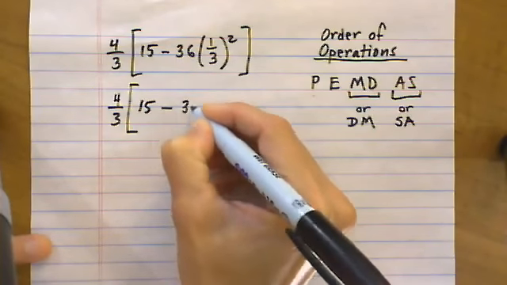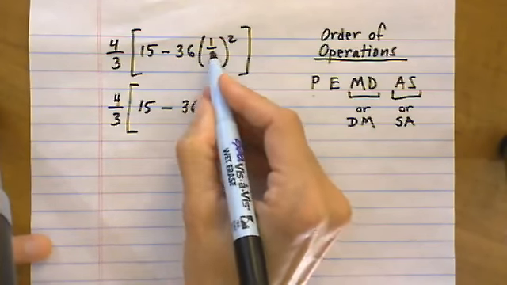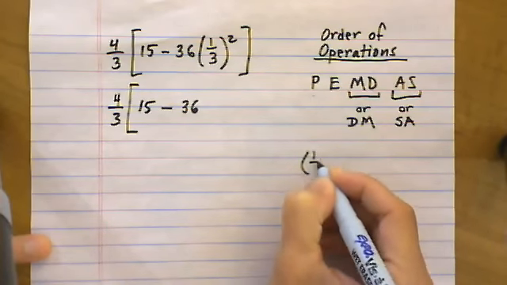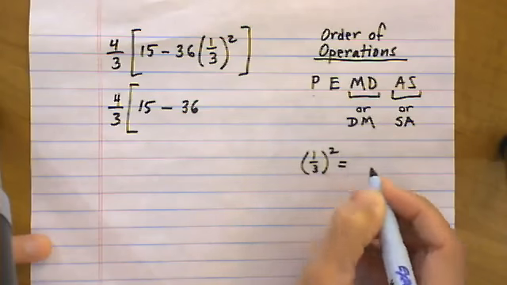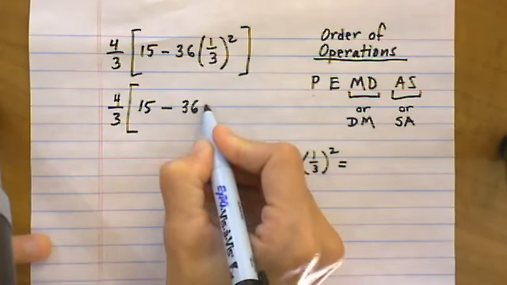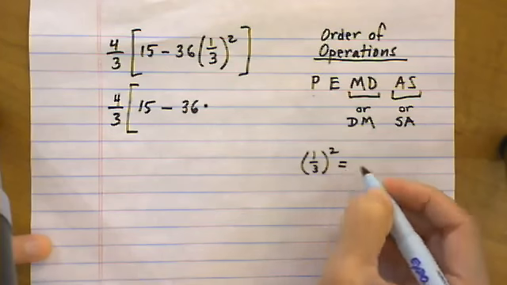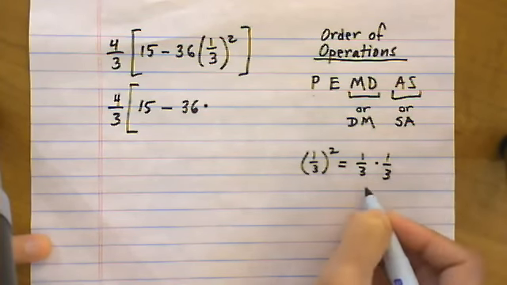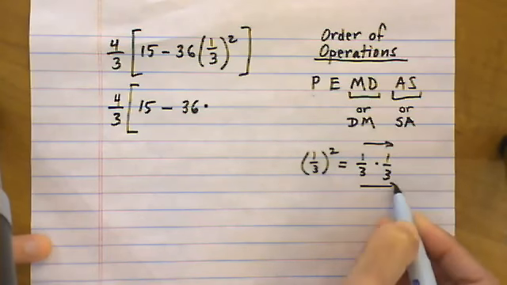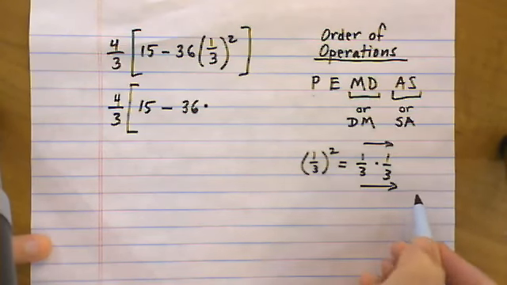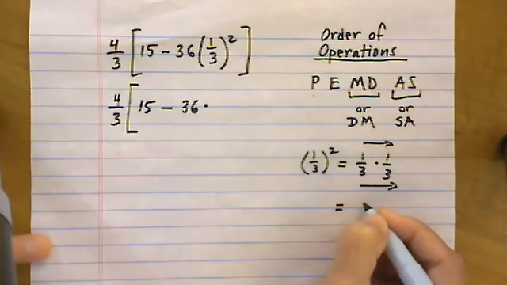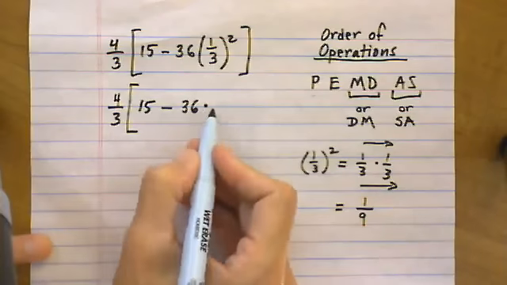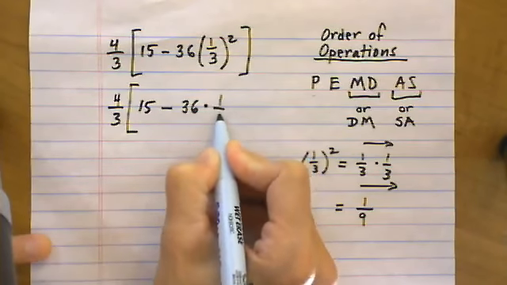So 15 minus 36 times 1/3 squared. So we're going to do out the exponent, and off to the side, let's figure out what 1/3 squared is, and then we'll replace it in here. So 1/3 squared is 1/3 times 1/3. And there's no reducing we can do here, so we're going to go right to multiplying across the top, across the bottom. So that's multiplying fractions. 1 times 1 is 1, 3 times 3 is 9. So let's replace 1/3 squared by 1/9.